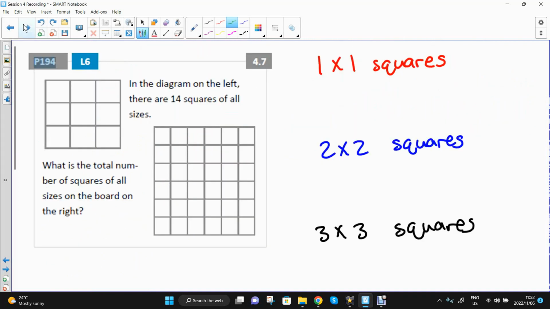And then for our last question for this session. In the diagram on the left, there are 14 squares of all sizes. What is the total number of squares of all sizes on the board on the right? Now, we are going to do this with trial and error. There is actually a formula that you can use when you get problems like these, but we are not going to cover that formula. We are going to leave that for your senior maths Olympiads.